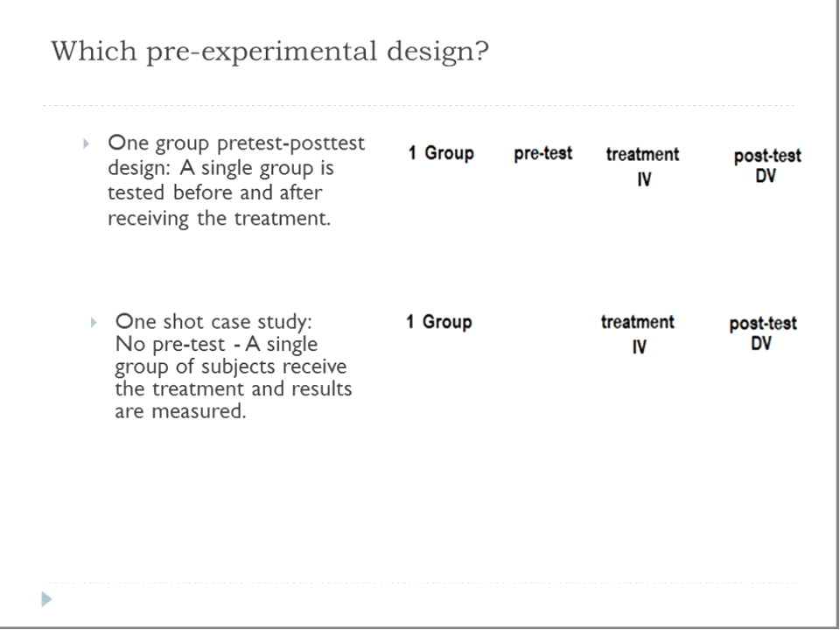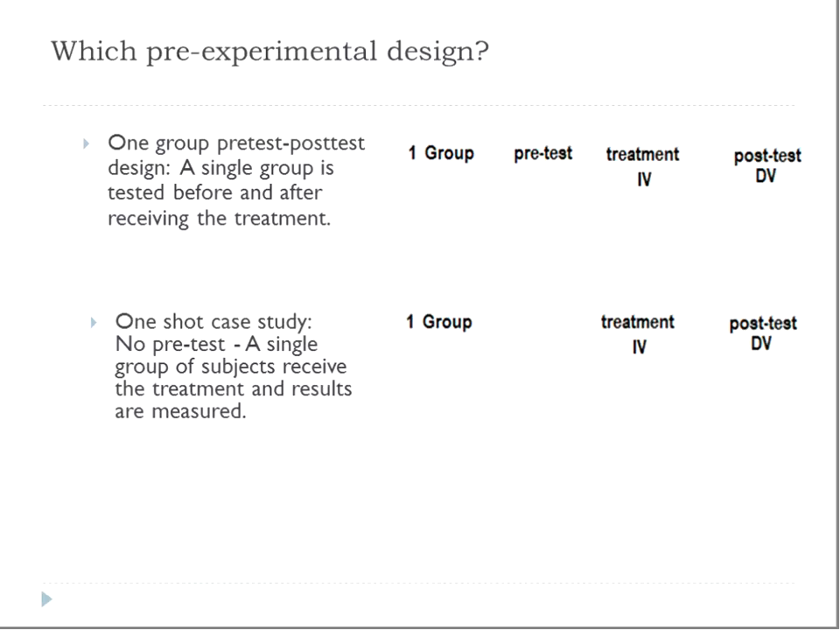Then you have the one-shot case study. No pretest, none whatsoever. You have a single group of subjects who receive the treatment and results are measured. So you can have more than one dependent variable in either one of these types.